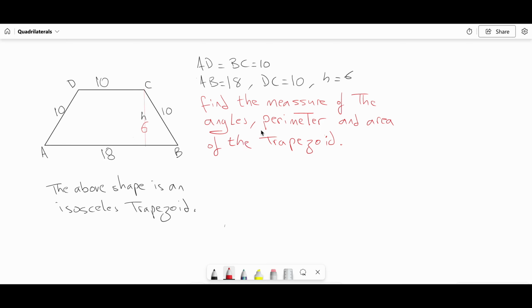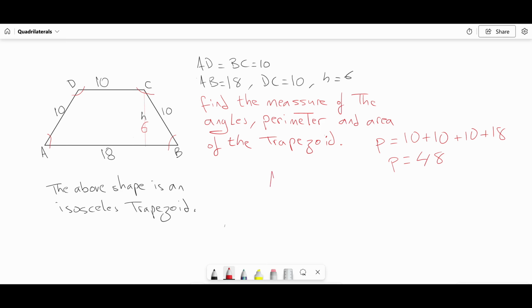Find the measure of the angles, these angles, perimeter and area of the trapezoid. Okay, so the perimeter we know already. The perimeter is equal to 10 plus 10 plus 10 plus 18. So we know that the perimeter is equal to 48. Easy. It's all given.